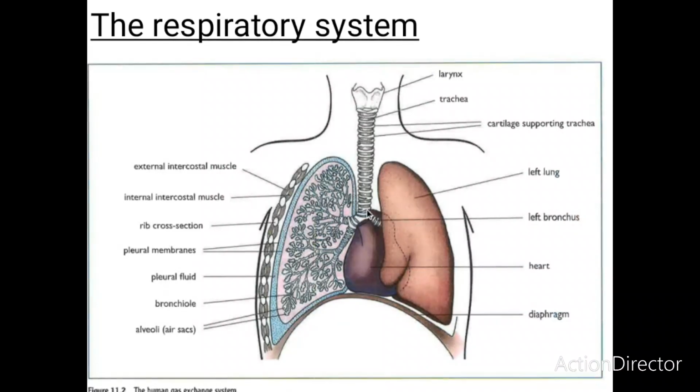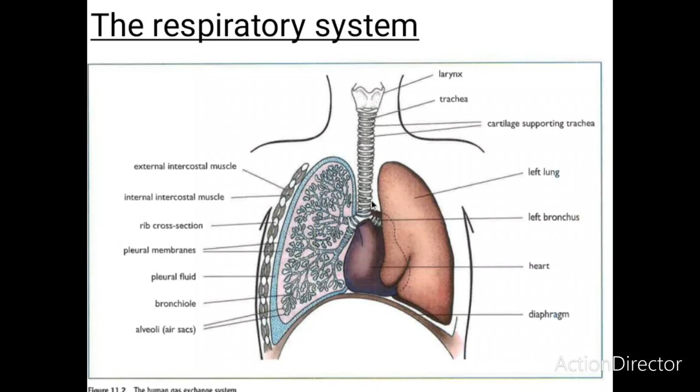So these bronchi enter the lungs, and inside the lungs, the bronchi divide into smaller and smaller branches which are known as bronchioles. At the end of each bronchiole, there are alveoli or air sacs. Each lung is surrounded by pleural membranes and pleural fluid, which help to protect the lung. We can also see the diaphragm, which is dome-shaped, and the ribs, and in between the ribs there are muscles. There is the internal intercostal muscle and the external intercostal muscle.